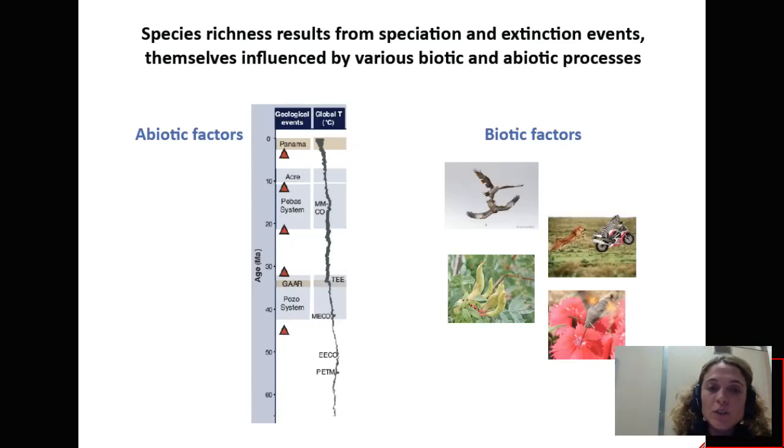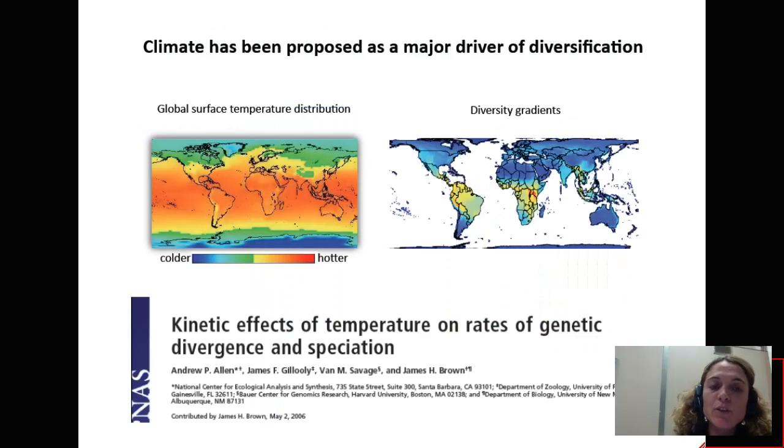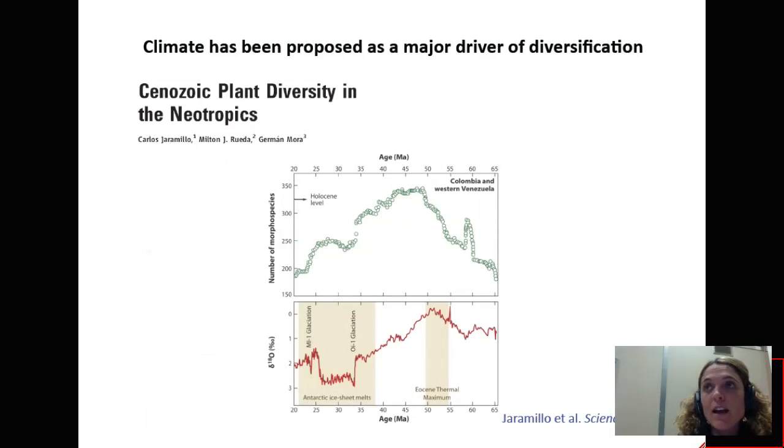So first, what are the abiotic factors that we think might have a big influence on speciation and extinction rates? Well, first, climate has been proposed as a major driver of diversification. First, based on the fact that we see this pretty good matching between, for example, surface temperature distributions and diversity gradients, or also based on some theoretical arguments, such as those coming from the metabolic theory of ecology, where we think that there is an effect of temperature on energetics, on mutation rates, rates of genetic divergence, and finally speciation. So there are these arguments plus some direct observation of fossil data and comparison with temperature trends that tend to show that there might be a correlation between levels of species richness and temperature values.